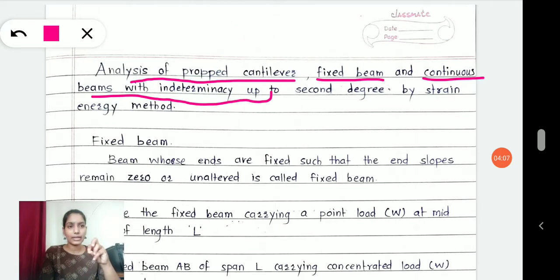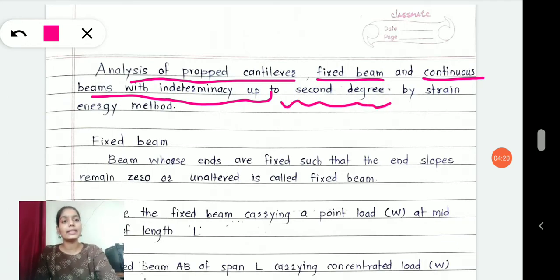Once you understand the approach and the method by which you can solve it, you can apply the same concept for any number of indeterminacies. So in our problems we will deal up to the second degree. We'll find up to second degree indeterminacy by the strain energy method.